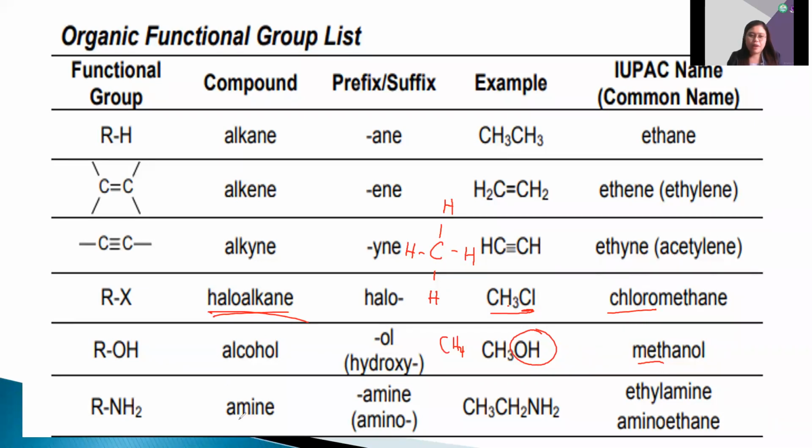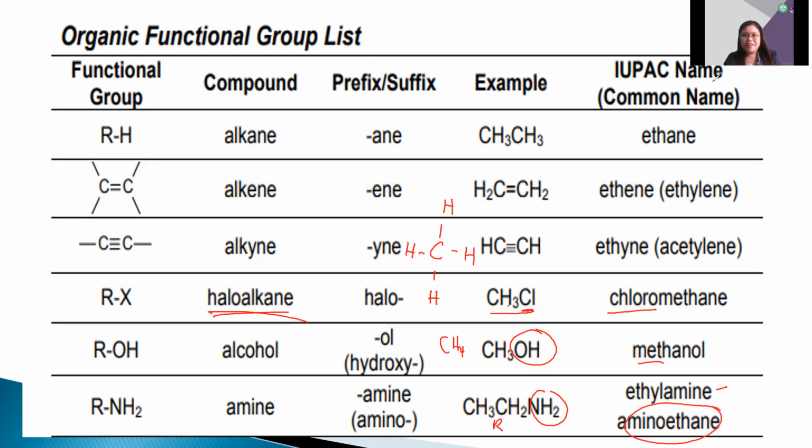And that is true for amines also. We can also substitute one hydrogen from the alkane with NH2. So this one is the R group here. This is an alkane. And then with NH2, it's an amine. Ethylamine will be the systematic or IUPAC name, and aminoethane will be the common name.